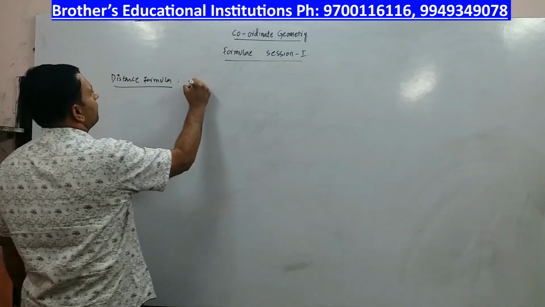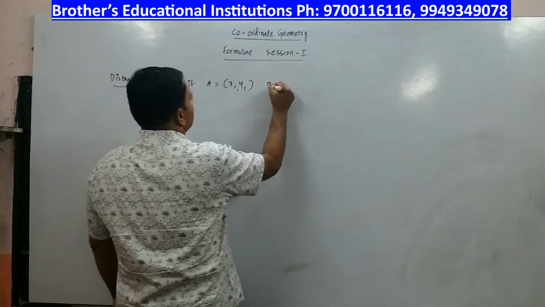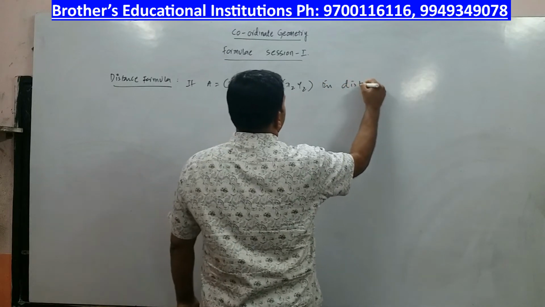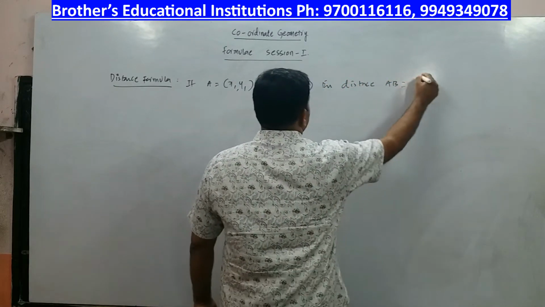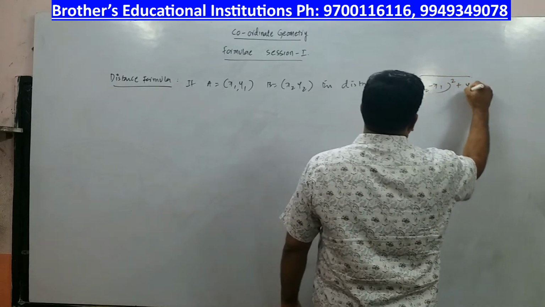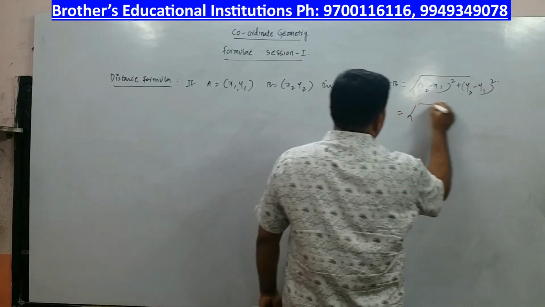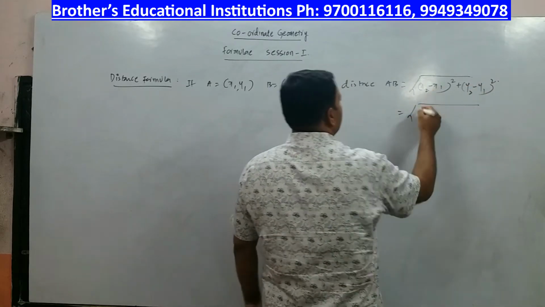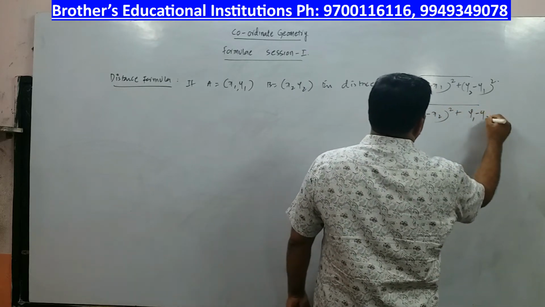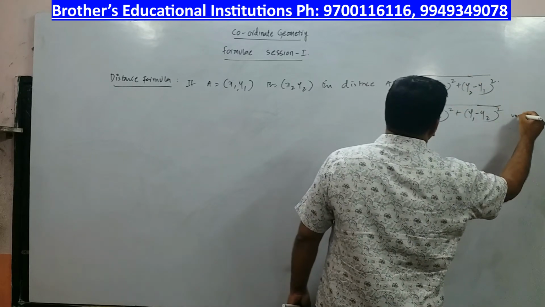If A is equal to (x1, y1), B is equal to (x2, y2), then distance AB is given by under root of (x2 minus x1) whole square plus (y2 minus y1) whole square. Or instead of x2 minus x1, you can also write x1 minus x2 whole square plus y1 minus y2 whole square. Right? And so many distance is nothing but so many units.